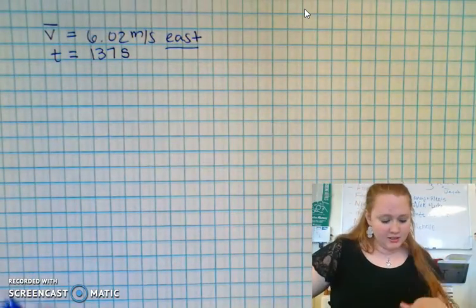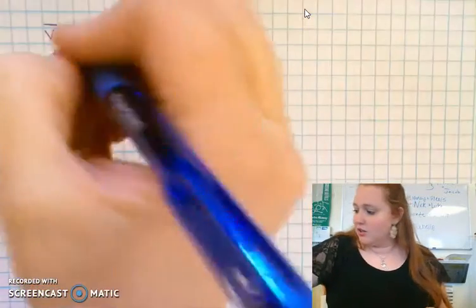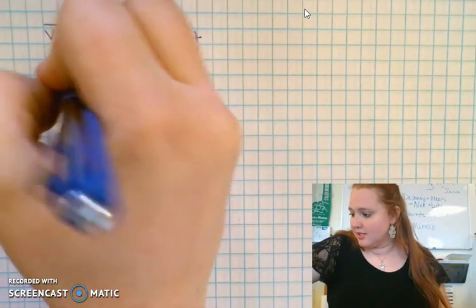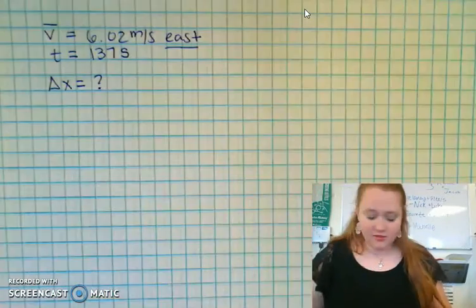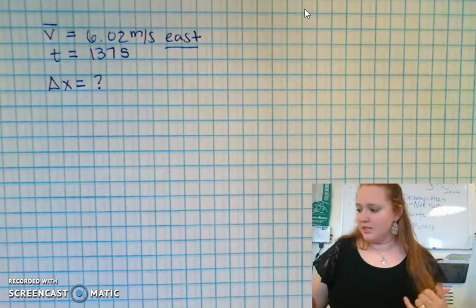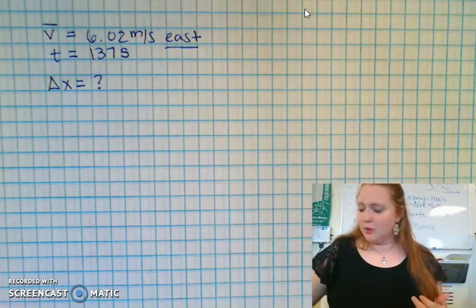So to find our unknown, which is displacement. Displacement, remember, is given as delta x. That's what I'm trying to find. So we need to rearrange our equation a little bit.